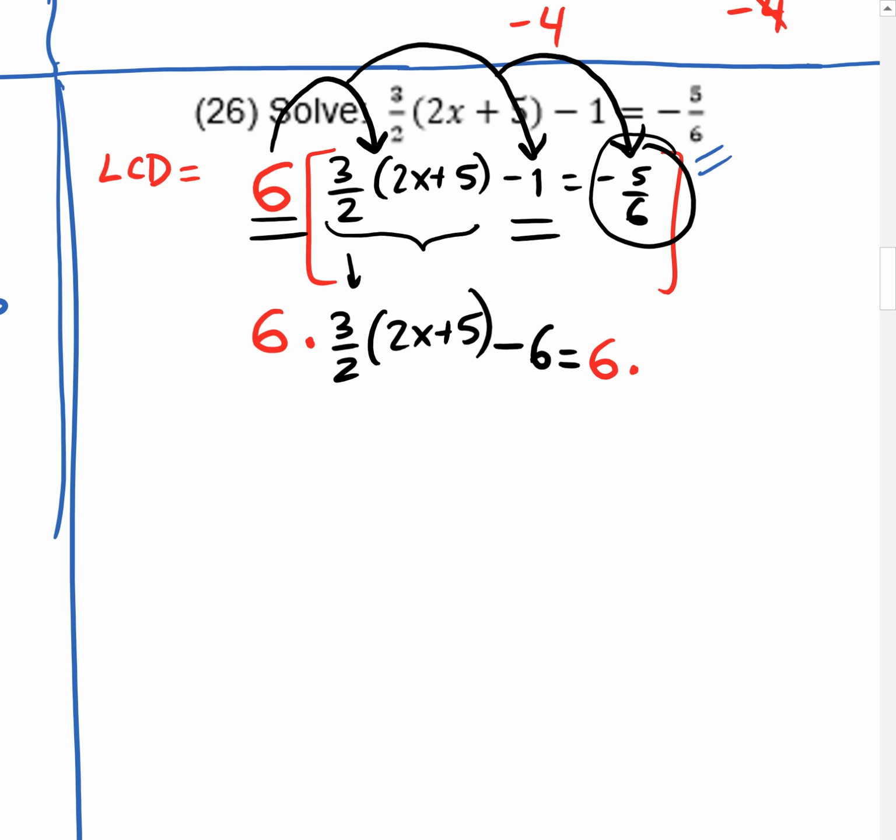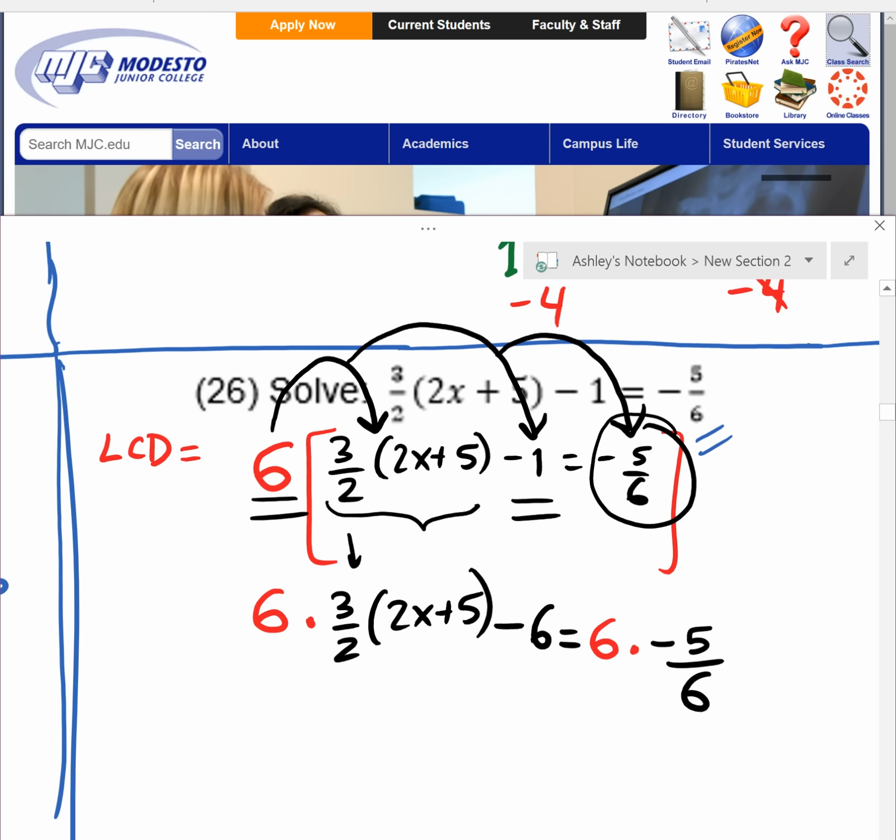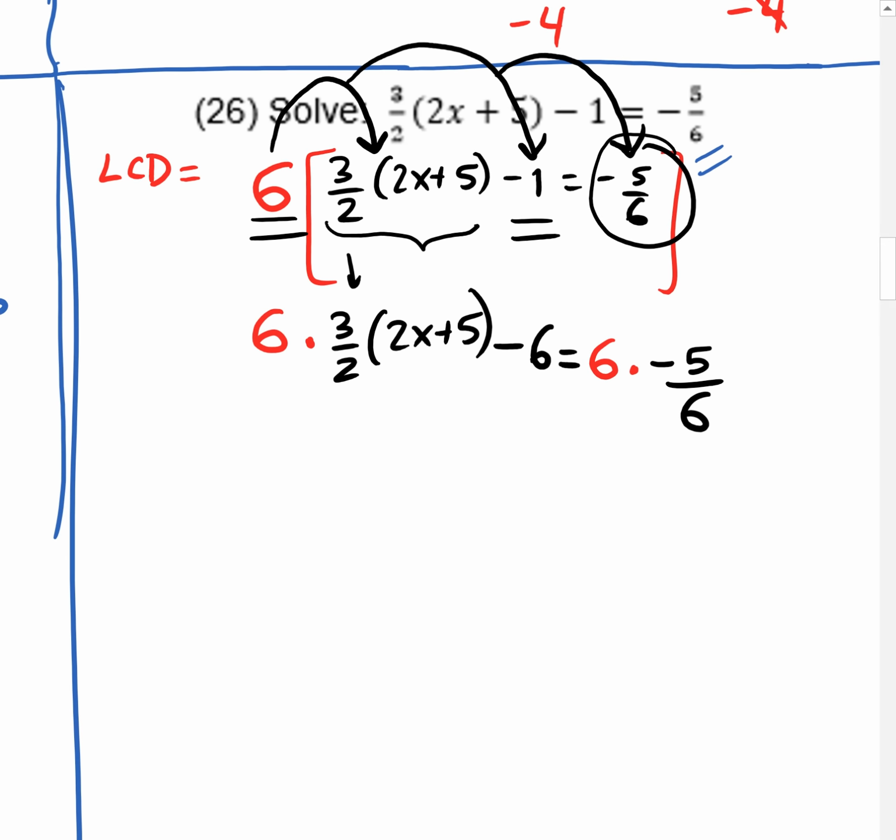And then 6 times the right fraction, I'm going to write that out. 6 times negative 5/6. And kind of think about how that looks. Oops, sorry. To simplify that, I'm going to have to take those 6's, the red 6's, and put them over 1 to try to reduce.